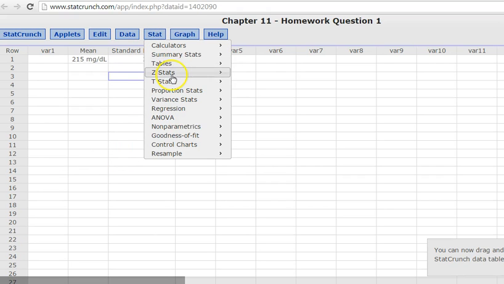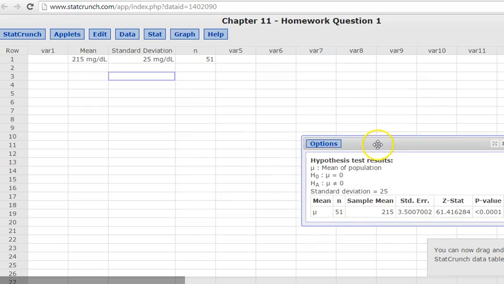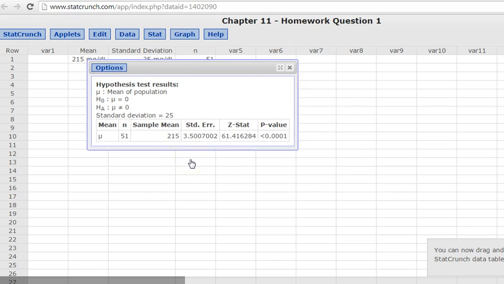We go to Stat, ZStat, one sample with summary. Our sample mean is 215. We click on the box, input 215. Standard deviation, we input 25. Sample size, we input 51. We click Compute. And here we go. We see that our standard error is 3.5. So that's the standard deviation of the sample, the standard error.